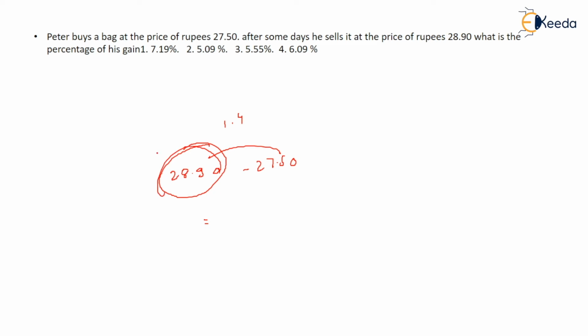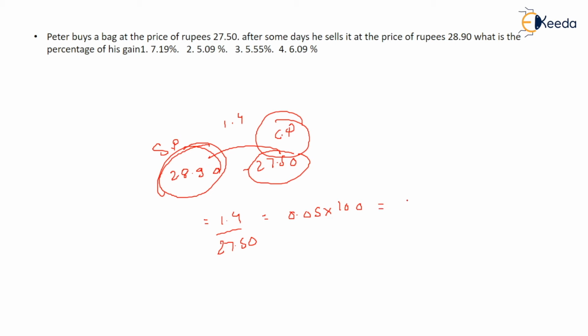This is your selling price, sorry, this is your cost price. So how much is he investing from his pocket? 27.50. So 1.4 he gets as a profit, and he is investing 27.50 rupees from his pocket. So it comes out to be 1.4 divided by 27.50. Cost price means what he is investing from his pocket. This comes out to be 0.05 into 100, which is something around 5.0. So here you can see this is the right option. A very simple question like this also comes in your GATE examination.